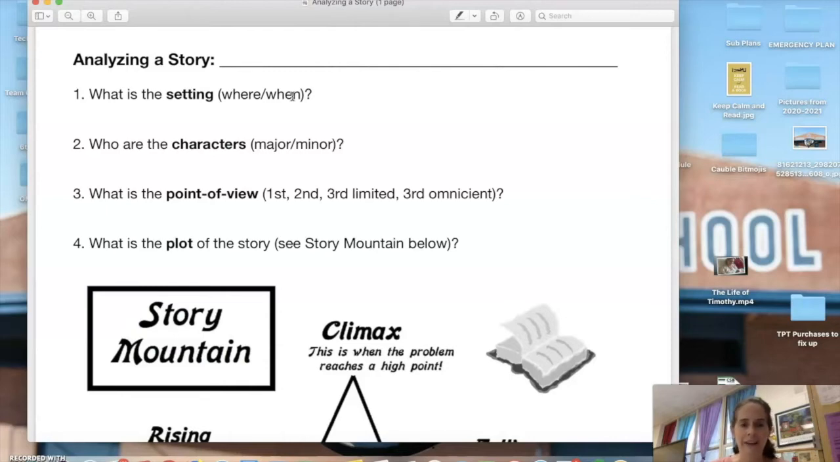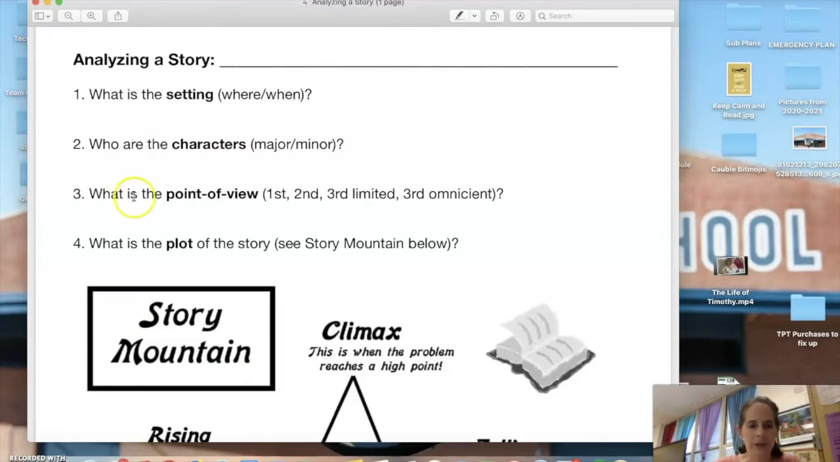So when you identify the characters, identify the major and minor ones, and then describe them a little bit. Don't just say their names, but tell us a little bit about who they are. What is their role in the story? What are their personalities like?